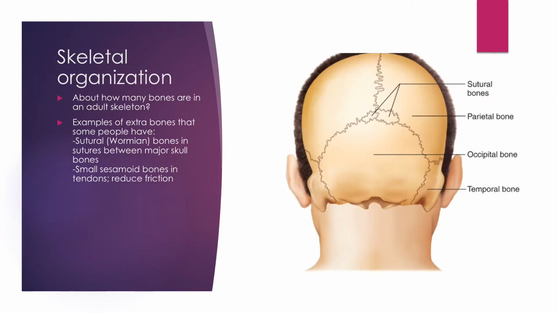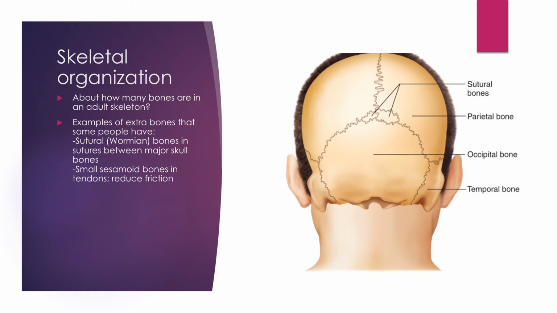So first I'm going to begin by going over the skeletal organization in the adult human body. About how many bones are in an adult skeleton? There are about 206 bones in the average adult skeleton. Some people have extra bones while others lack certain bones.